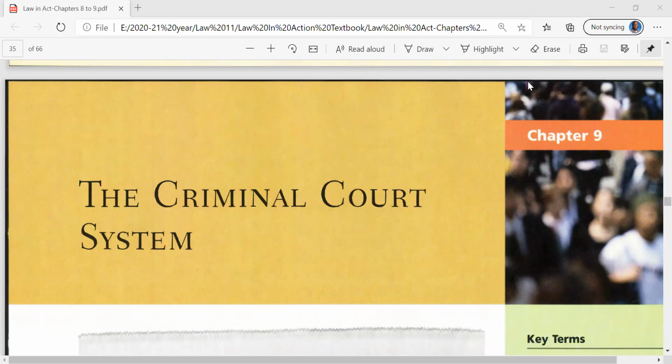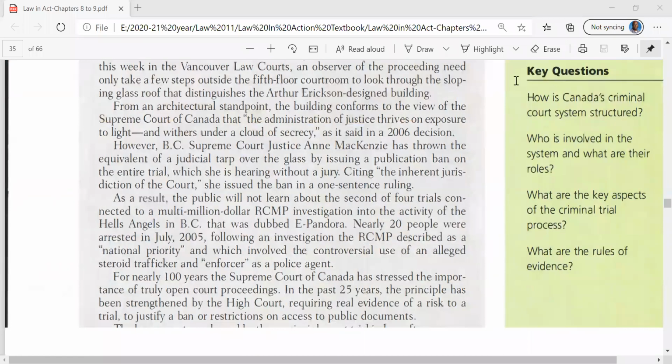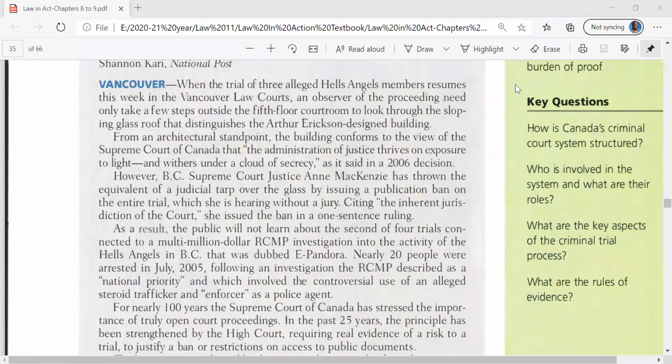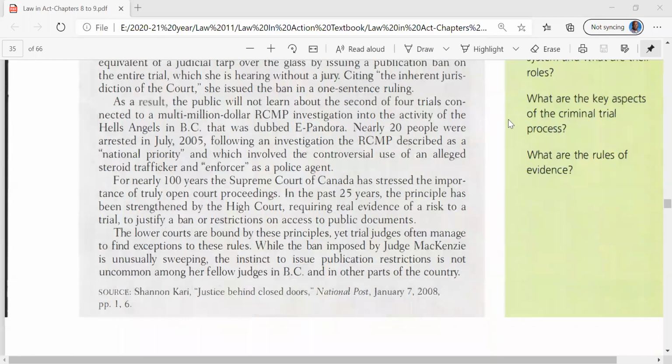Now we'll talk about the actual criminal court system. How do you go through it? What is the actual system? So basically, it's how the criminal court system is structured, who is involved in the system, and what are their roles, what are the key aspects of the criminal process, and what are the rules of evidence.